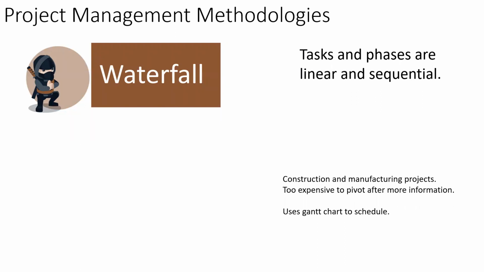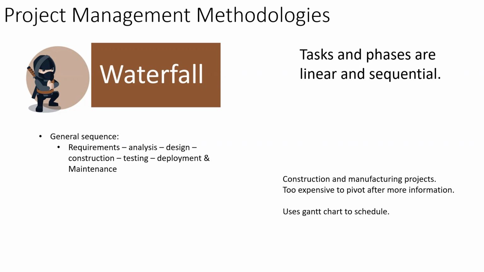It's often used where it's too expensive to pivot or change direction as you get more information. To schedule this, you would usually use a Gantt chart, which could be an Excel spreadsheet with your list of tasks and the time that you need to achieve them. The general sequence of a waterfall method is to understand your requirements, analyze them, design, and construct. So you've actually got to do the work, then you test, then you deploy and do maintenance. You can see it all follows along in that sequential way.